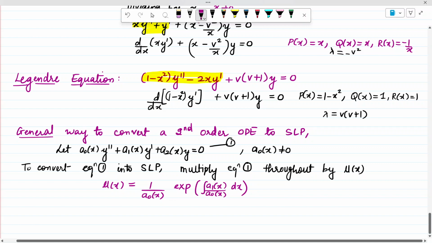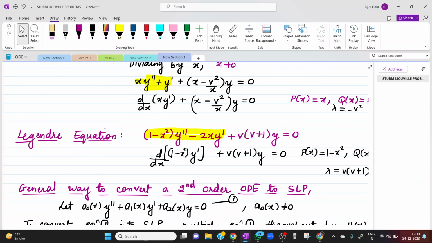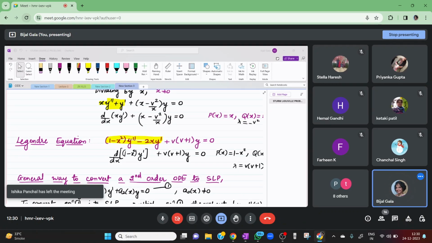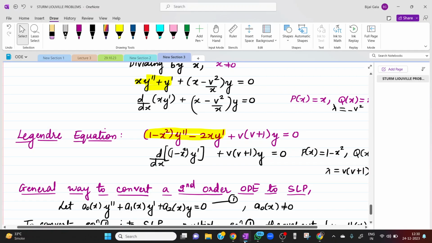Is this fine? We'll learn how to apply it with the help of examples, of course, but is the concept clear? Students, I appreciate it if you can unmute and say. Yes, please. Yes, ma'am. Okay. Thank you, Priyanka.